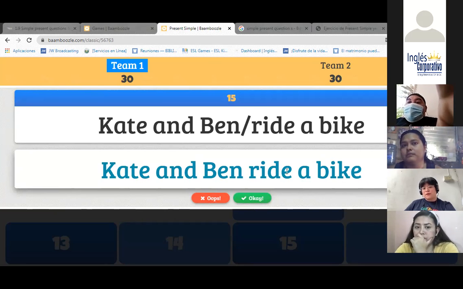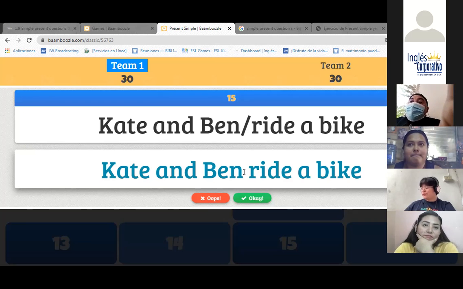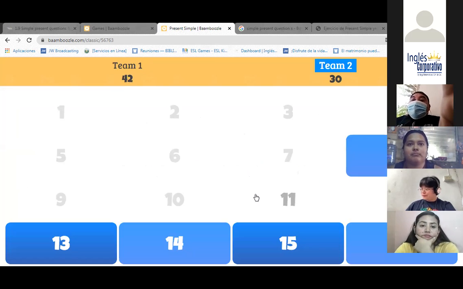If it's negative, si fuera negativo, solo la pondríamos ¿qué? Doesn't. No, porque no es singular, sino que es plural. Tercera persona, plural. Tenemos dos, Kate and Ben. Sería como they. Ah, Kate and Ben don't. Exactly. Excellent. Kate and Ben don't ride a bike, and that's it, right? That's it. Thank you so much, Mr. Martinez.